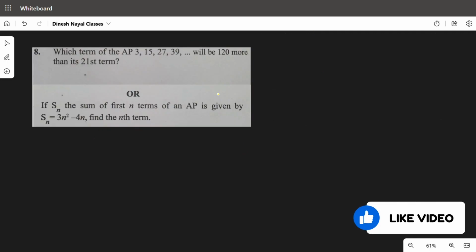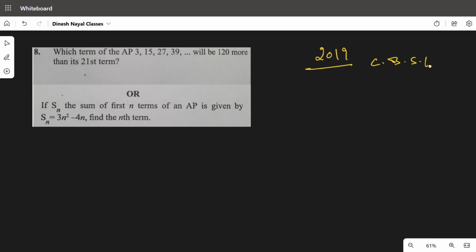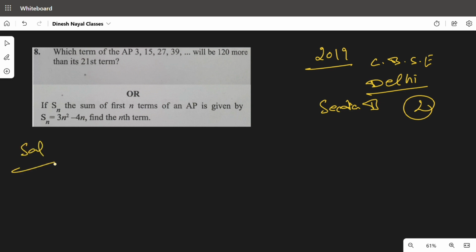Our next question is of the year 2019. This is CBSE, from Delhi, section B, and it is a 2-marker question. So again, it has 2 parts. Either you have to do this or this, but we are going to solve both of them in our video.